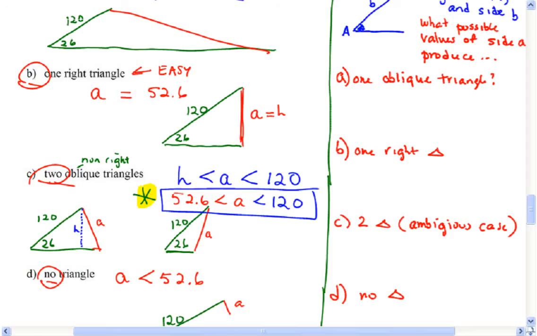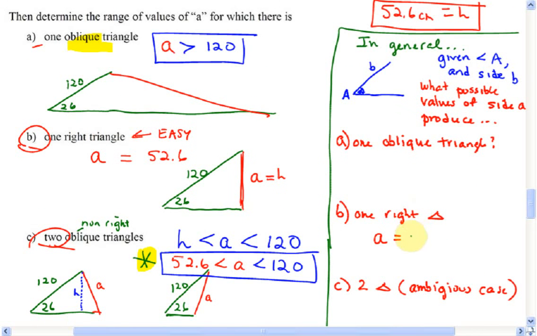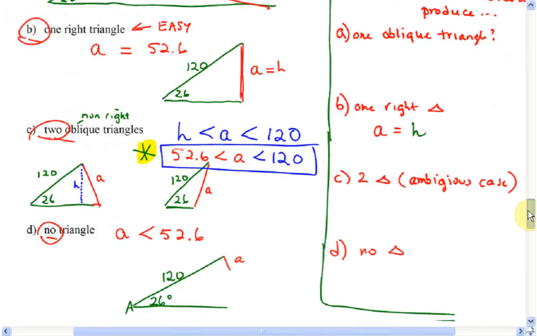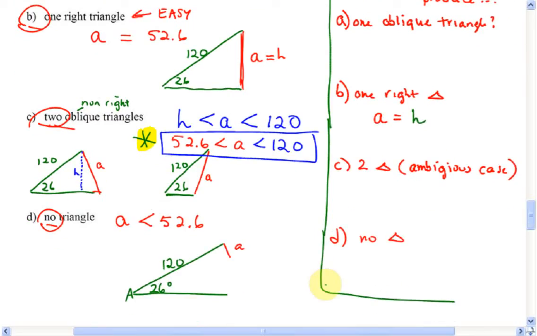Okay, if you're ready, see if you can complete it. Let's do the easy one first. Which was the easy one? The exact one, the right triangle. So what does the A value have to be equal to? Exactly, equal to H. Good. So A must equal H. I'll draw H here if you want. What was the next easiest one? D, no triangle. So what happens here? A has to be less than the height. Good.